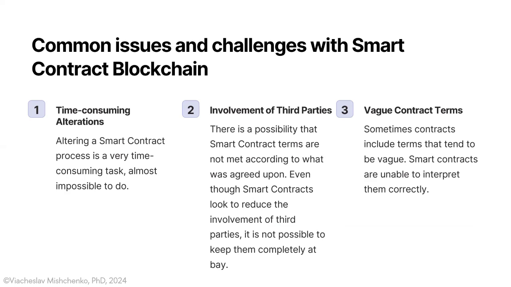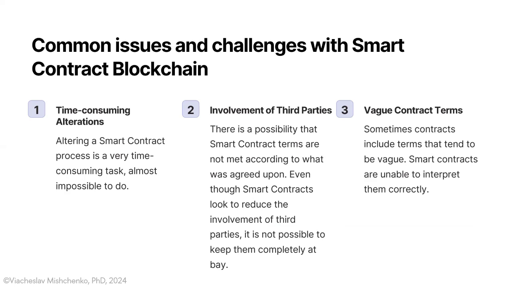Another challenge that might surprise you is the involvement of third parties. While smart contracts aim to minimize intermediaries, we can't completely eliminate them in practice. There are situations where contract terms aren't met as agreed, and we need external verification or arbitration. I've really seen this happen in several real-world implementations.